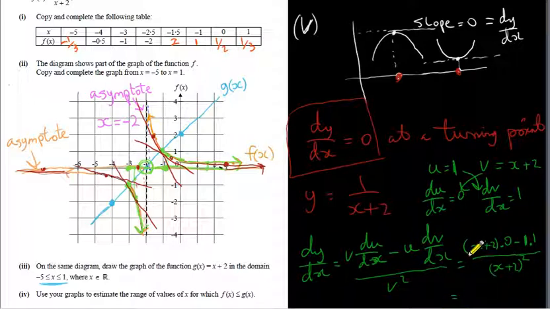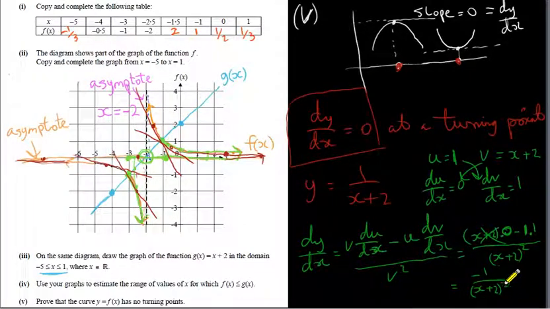So this gives us x plus 2 by 0. Well, that just gives us 0. Then we minus 1 by 1 is minus 1. So we end up with minus 1 over x plus 2 all squared. To find turning points, we'd have to put this equal to 0. We put the derivative equal to 0 because the slope of the tangent is the derivative. The derivative of a function is the slope of a tangent to it. So we put this equal to 0 and then we'd solve.